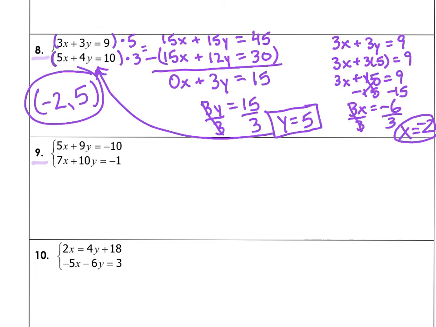Okay. The last example we'll do in this video is number 9. Once again, thinking about it, are the equations lined up? Yes, they are. Now what we want to do next is look at x and look at y. Neither of those variables have the same coefficients. We have a 5x and a 7x, then we have a 9y and a 10y. So what we want to do is multiply both equations by something that's going to get either the same number of x's or the same number of y's.